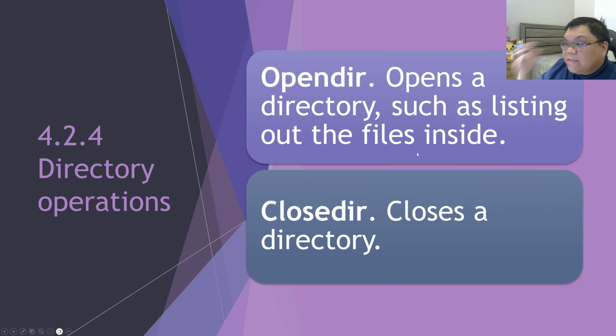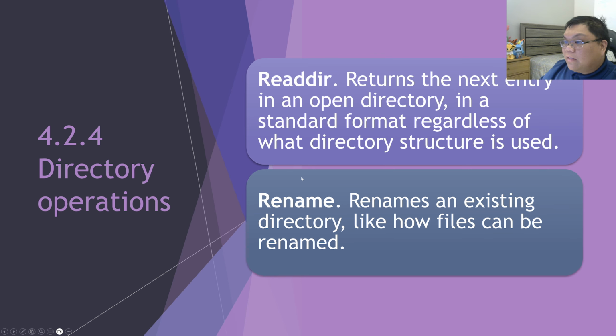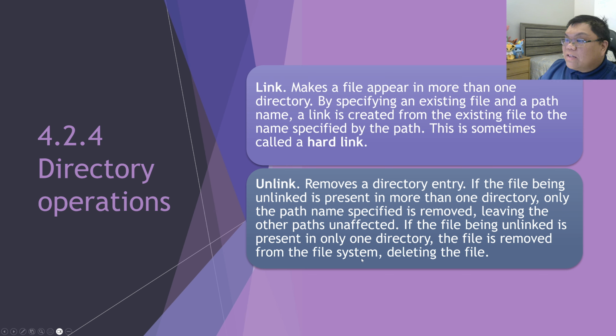Open directory opens a directory, such as for listing out the files inside. Close directory closes the directory, of course. Read directory returns the next entry in an open directory in a standard format regardless of what directory structure is used. Rename renames the directory. Link makes a file appear in more than one directory. By specifying an existing file and a path name, we can create another link to the same file.